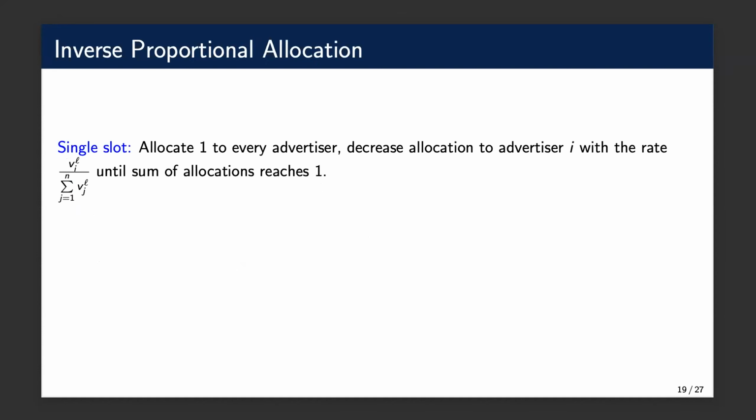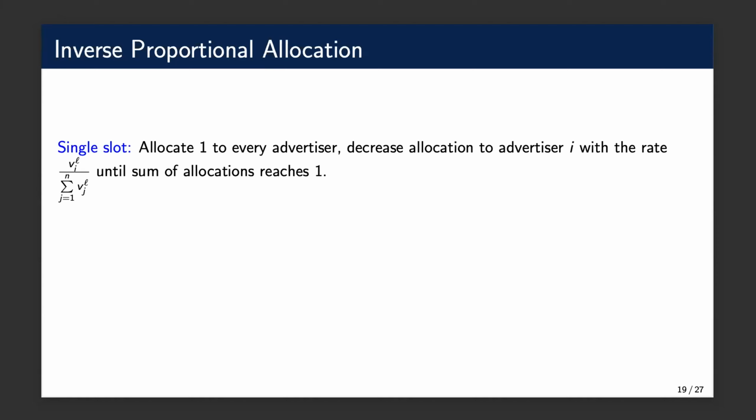Okay, so what is the inverse proportional allocation algorithm for the single slot setting? We have just one single slot to allocate, and we have n advertisers. So we first allocate 1 to every advertiser. Then we start decreasing the allocation of each advertiser at a rate proportional to the value of the bids. Now, as I mentioned, this factor L that we're seeing in fairness appears here. So we decrease proportionally to the value, or an increasing function of the values. We do this until the sum of allocation reaches 1, which is the total amount of slots that we wanted to allocate.